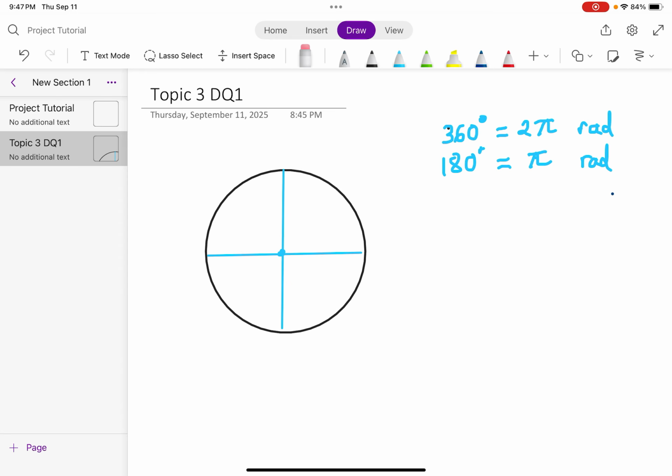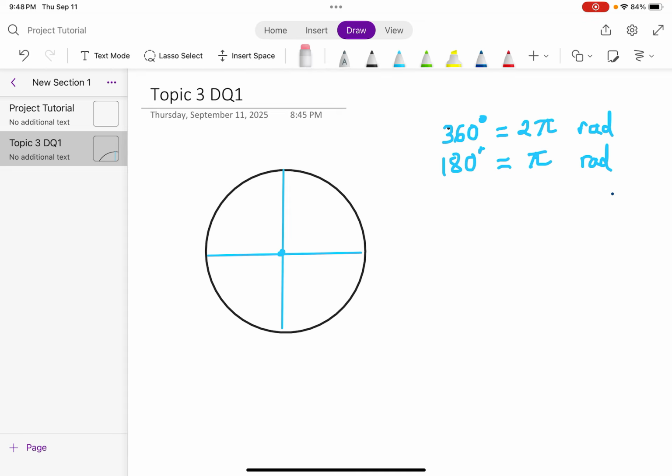Okay, so this is to go over the problems DQ1 on topic 3. This is actually a much faster way to do it when it comes to graphing the angles and radians and finding the coterminal. So first you need to know that one revolution of a circle is 360 degrees, and that is equivalent to 2 pi radians.